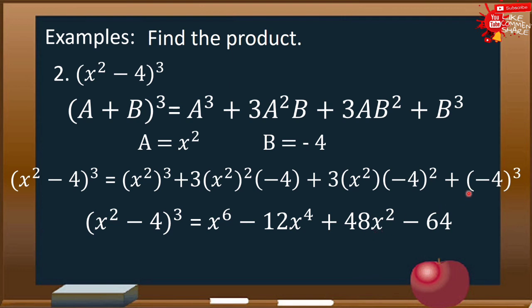Then we have here the cube of negative 4. So meaning we have negative 4 times negative 4 times negative 4. So negative 4 times negative 4 is positive 16. Then positive 16 times negative 4 is negative 64. So that's why we have here negative 64. So we have here the final answer or the product, which is x raised to 6 minus 12x raised to 4 plus 48x squared minus 64.